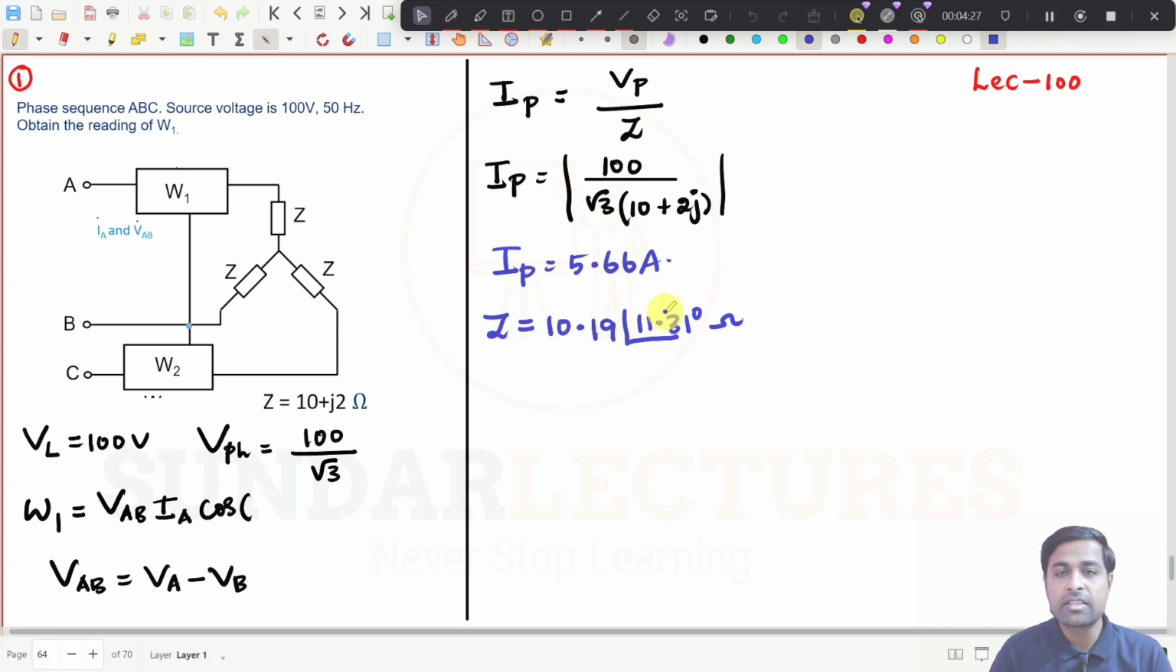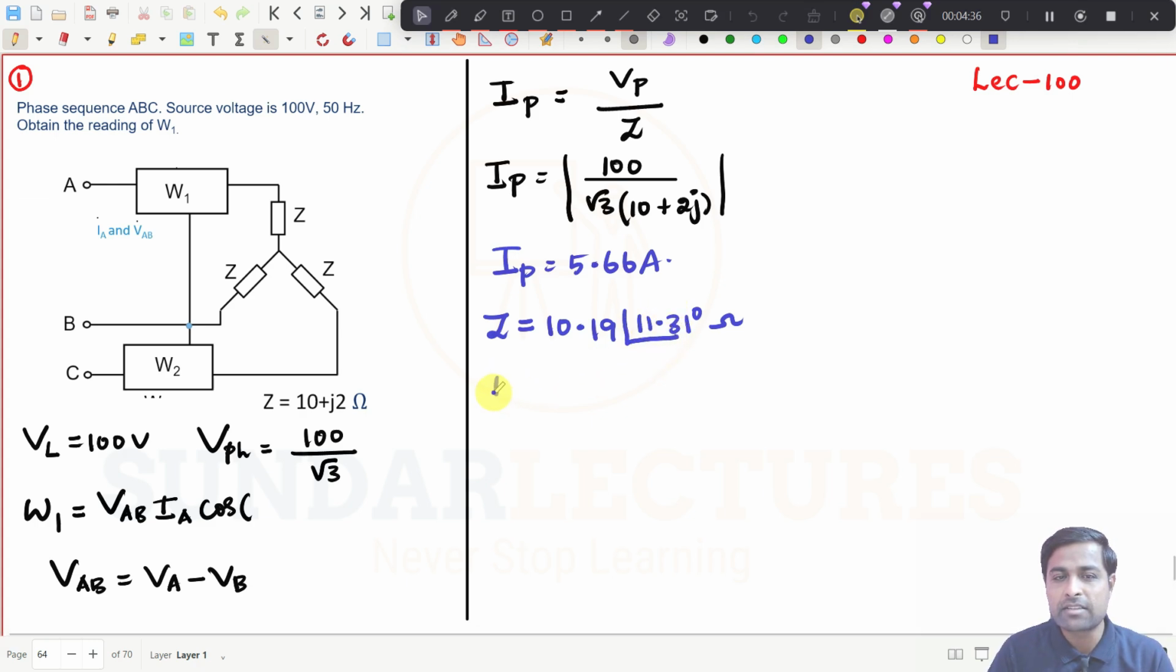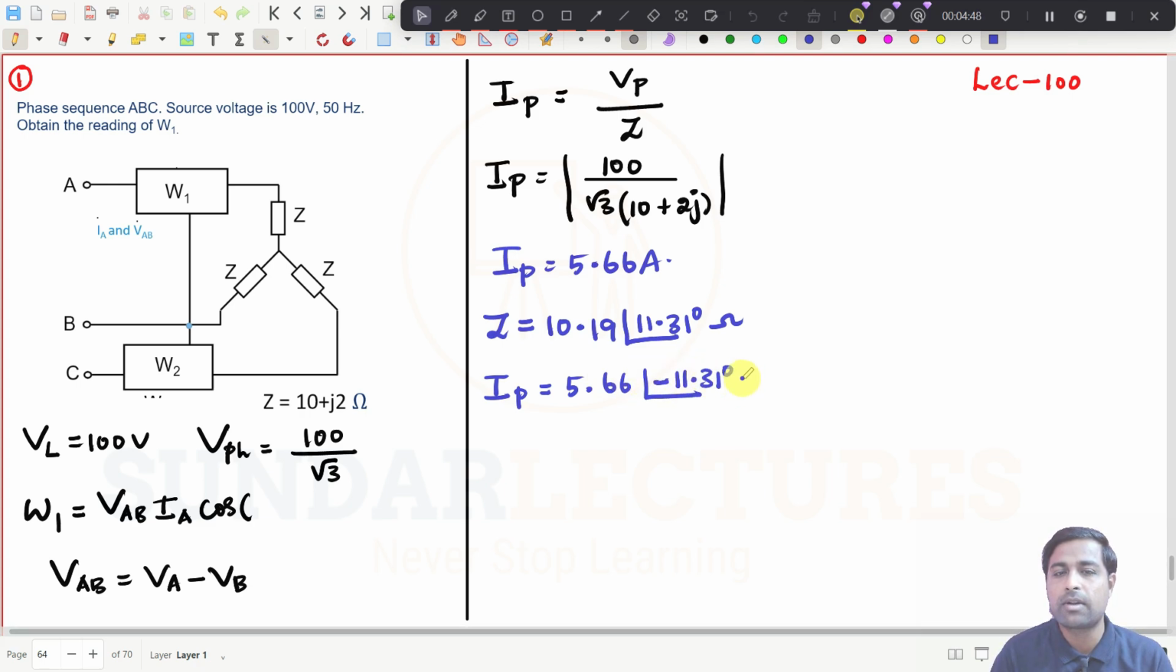Now you see, this angle is the power factor angle. Since this is 11.31, the modulus of I phase is 5.66 at an angle of minus 11.31 degrees amperes. Why? Because this comes in the division: I is equal to V divided by Z. I will explain this.